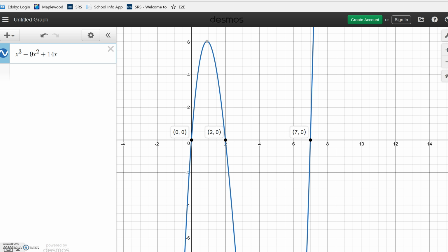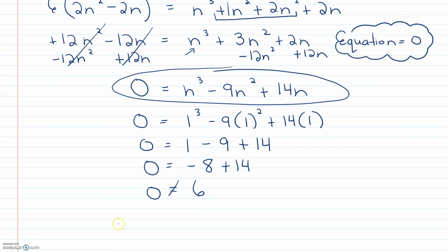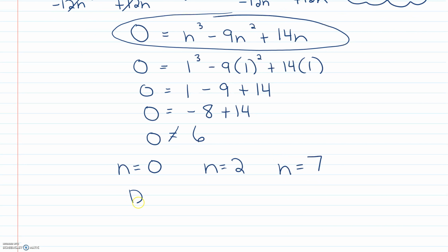So n has 3 values in this case. n equals 0, n equals 2, and n equals 7. So that's what you go ahead and write here. You just go ahead and write n equals 0, n equals 2, and n equals 7. And I got this by using Desmos, which is www.desmos.com.